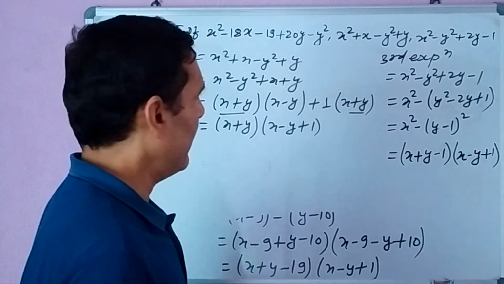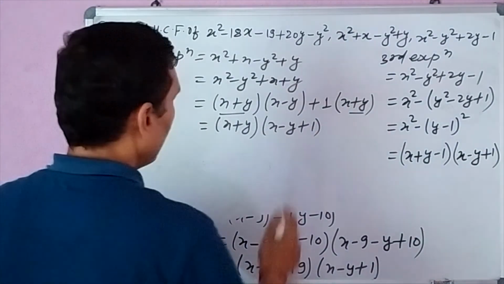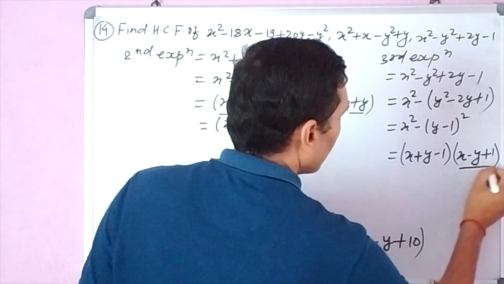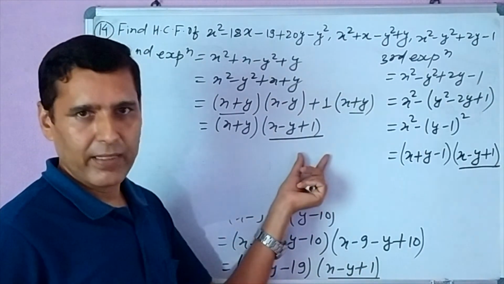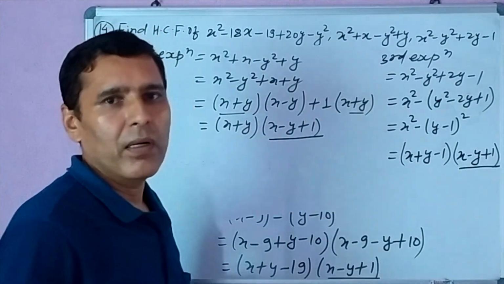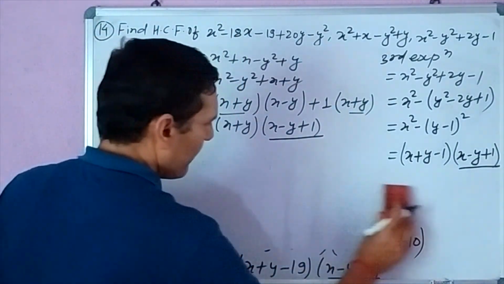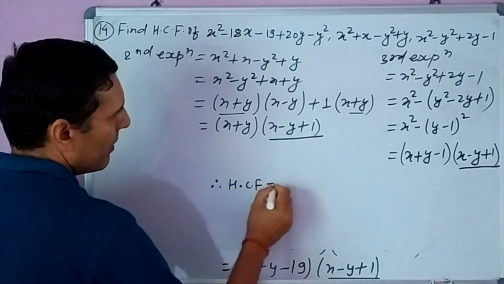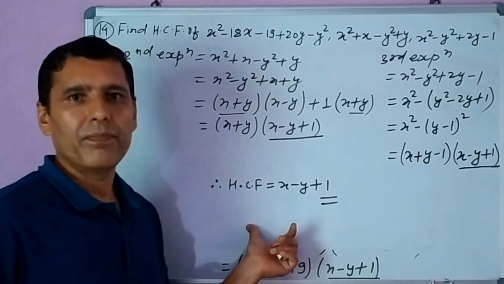So what common factor is present in all three expressions? Look here now, this x minus y plus 1, x minus y plus 1, x minus y plus 1. The single factor x minus y plus 1 is the common factor here, present in all three expressions. Therefore, HCF of the given expressions is x minus y plus 1. So this is the answer.